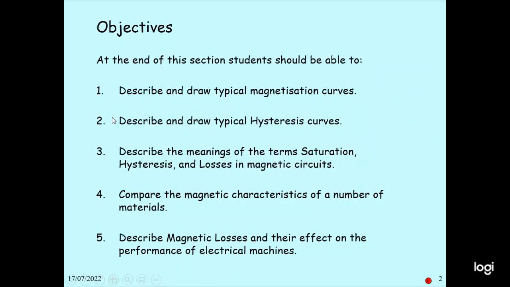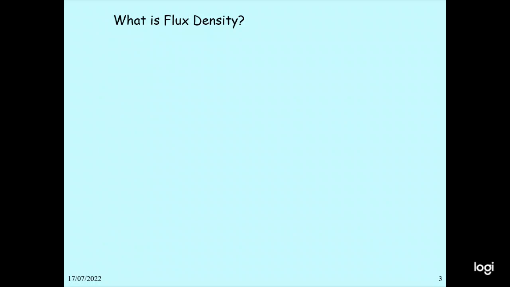So at the end of this session, students should be able to describe and draw the typical magnetizing curve, describe and draw the typical hysteresis curve, describe the meaning of the terms saturation, hysteresis, and losses in a magnetic circuit, compare the magnetic characteristics of a number of materials, and describe the magnetic losses and their effect on the performance of electrical machines. What is the flux density?